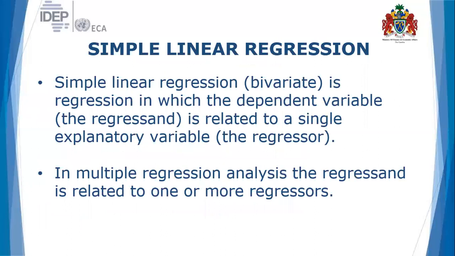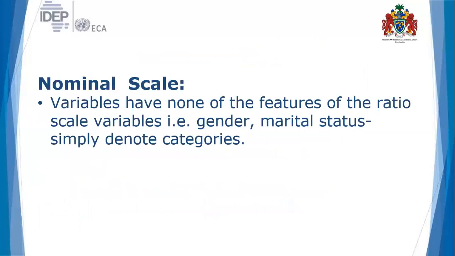The last scale is the nominal scale. Here, variables have none of the features of the ratio scale variables. So all the three properties that we talked about under a ratio scale, that's the ratio, the distances, but also the natural ordering, all those three properties do not apply under nominal scale.